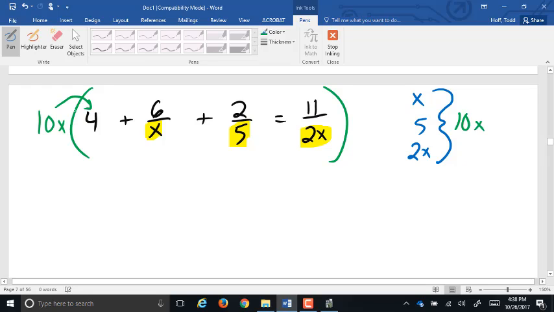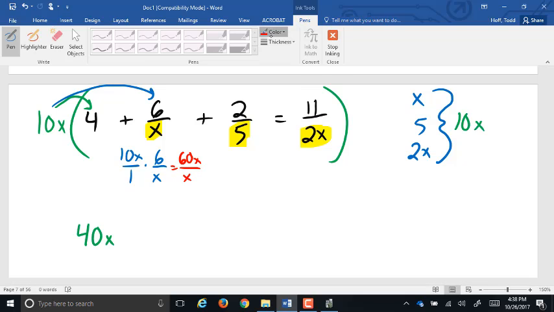10x times 4 is 40x. 10x times 6 over x. 10x over 1 times 6 over x. 10x times 6 is 60x. 1 times x is x. Well, that just divides out the x, so we're left with a plus 60.